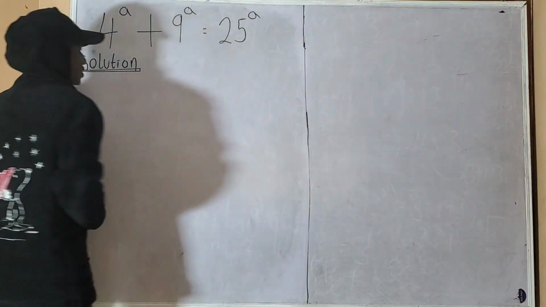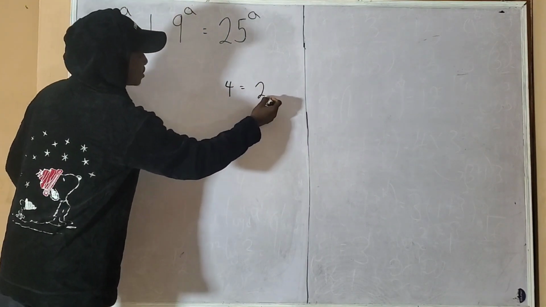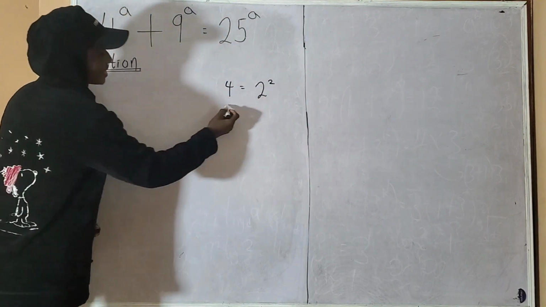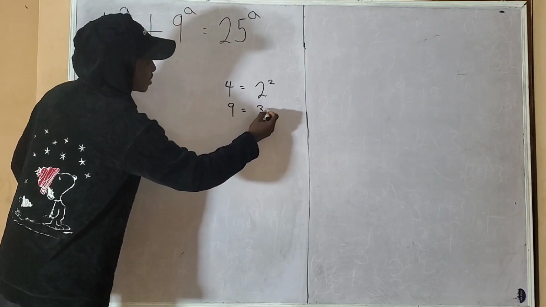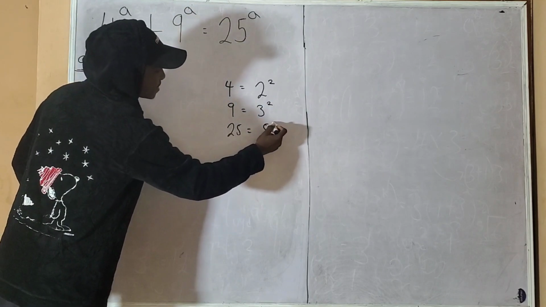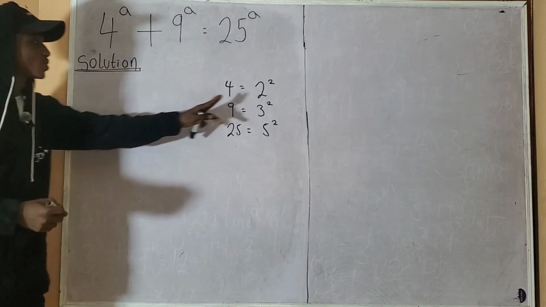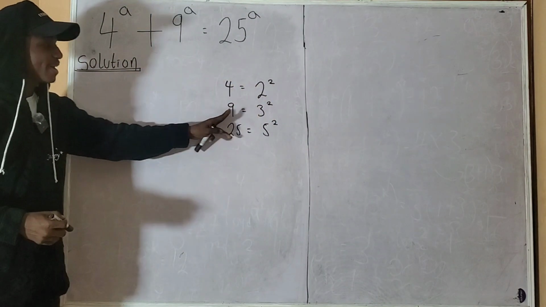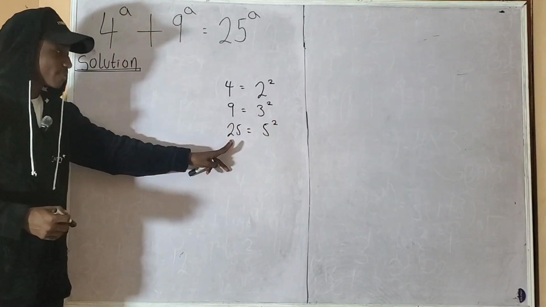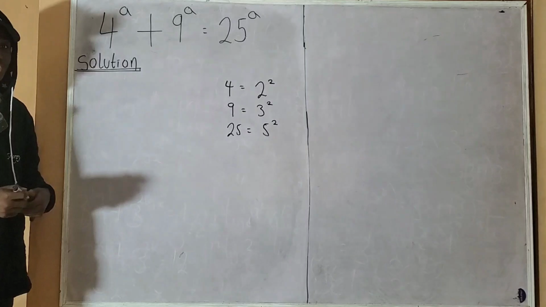If you want to solve this question, do not forget that 4 can be written as 2 raised to the power of 2, right? 9 can be written as 3 raised to the power of 2. Also, 25 can be written as 5 raised to the power of 2. So, I'm going to replace 4 as 2 raised to the power of 2, 9 as 3 raised to the power of 2, and 25 as 5 raised to the power of 2 in the given equation.